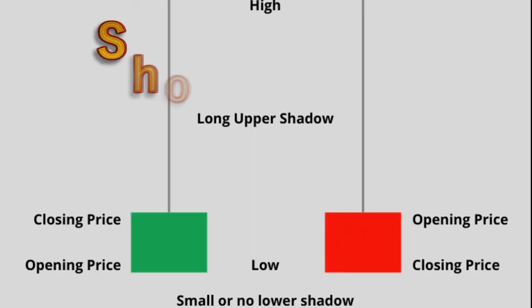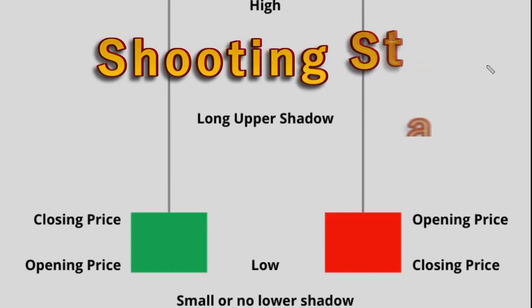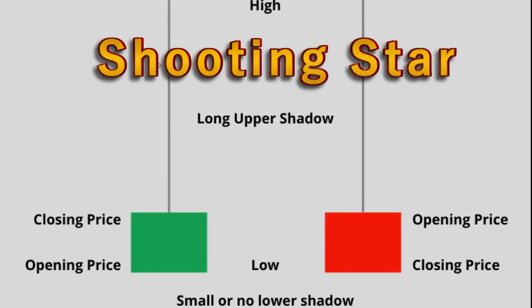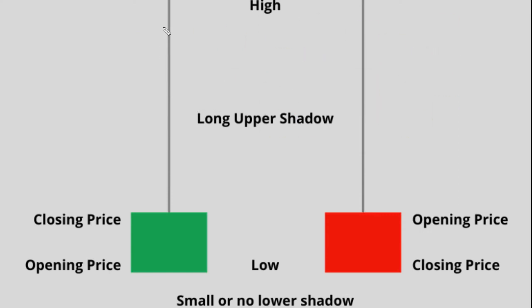Now we will see the shooting star formation. It looks like a shooting star because it creates a big high, a big head, and it shows that the price is moving from up to down with high momentum. And in the formation, you can see the head of the candle. The head of the shooting star is almost double or more than double the body, and the color doesn't matter, only the size of the head matters.